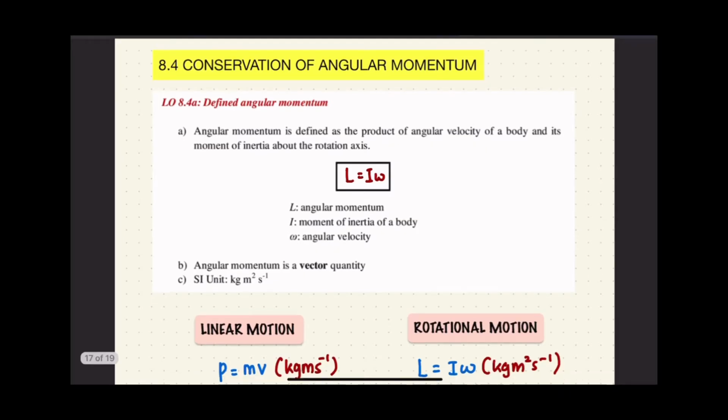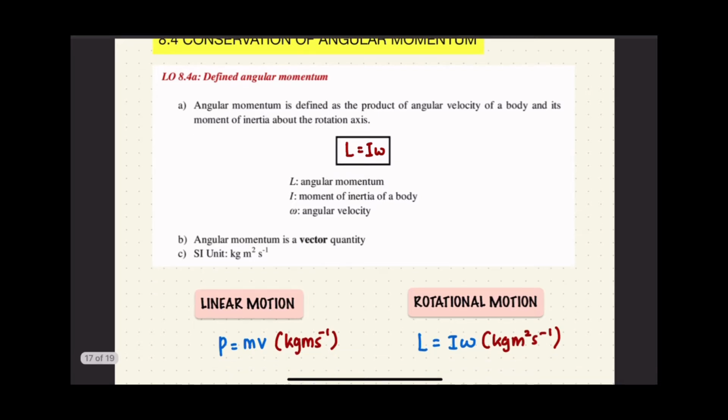Okay, the last part is 8.4, conservation of angular momentum. Define what is angular momentum. Angular momentum is defined as the product of angular velocity of the body and its moment of inertia about the rotation axis. Or you can read it as L is equal to I omega. So, angular momentum adalah huruf L lah. L adalah angular momentum, I adalah moment of inertia, and omega adalah angular velocity.